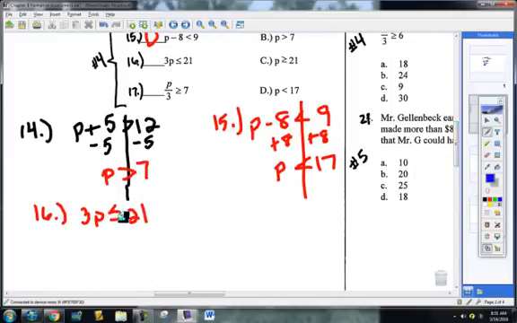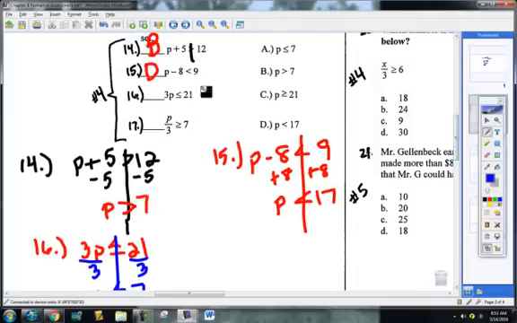Draw my line. Remember, you had to have all this work. If you didn't, it's wrong. P less than or equal to 7. Okay, and that's going to be letter A.